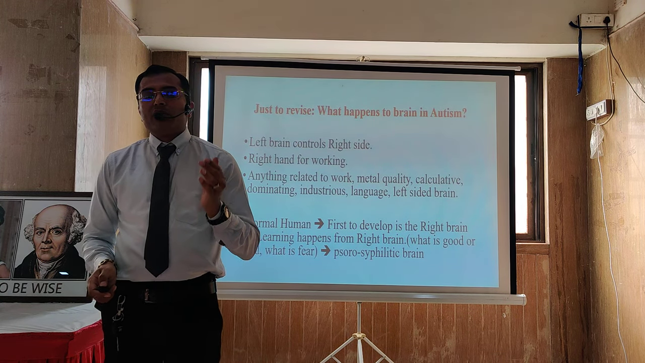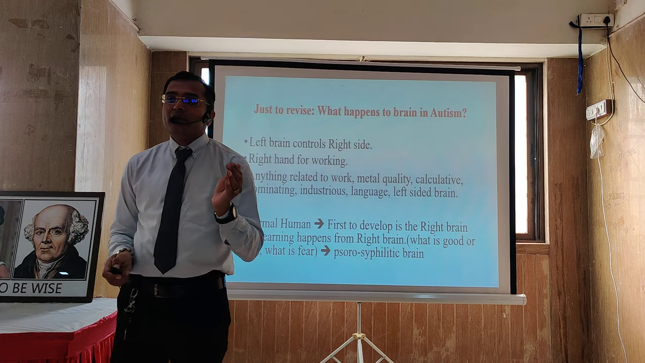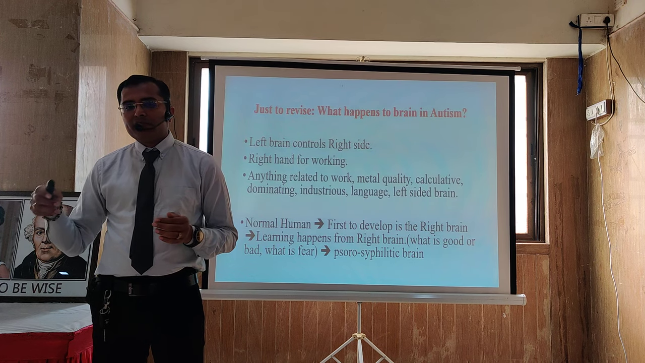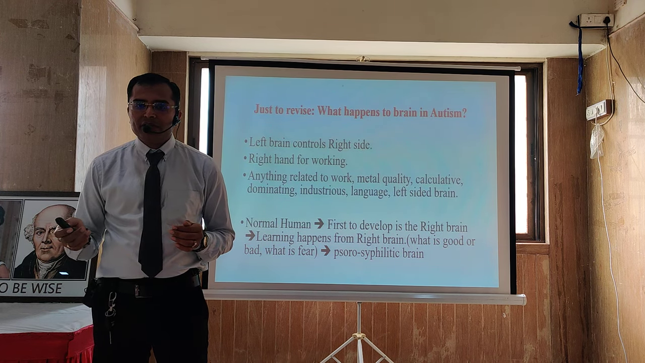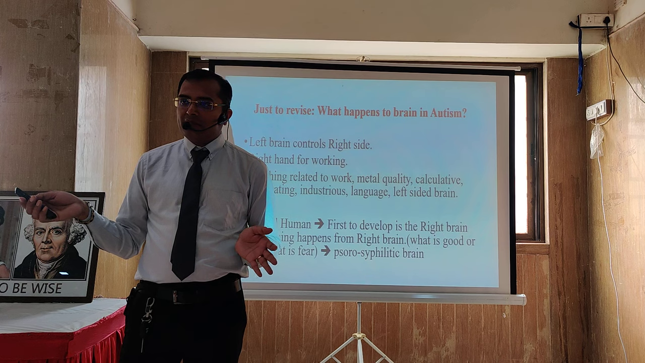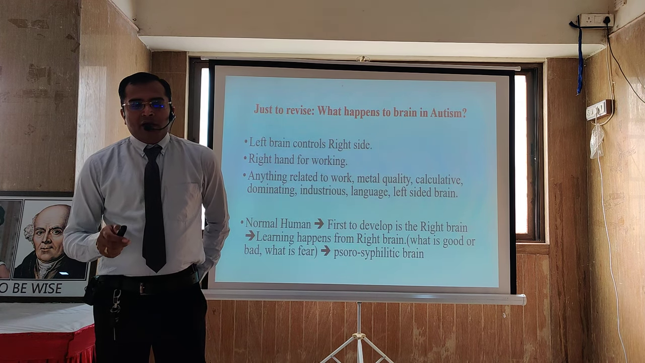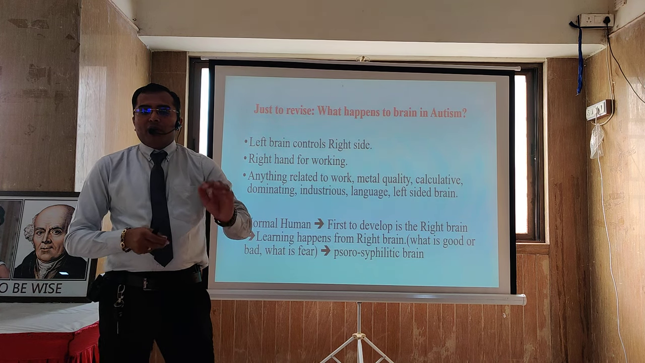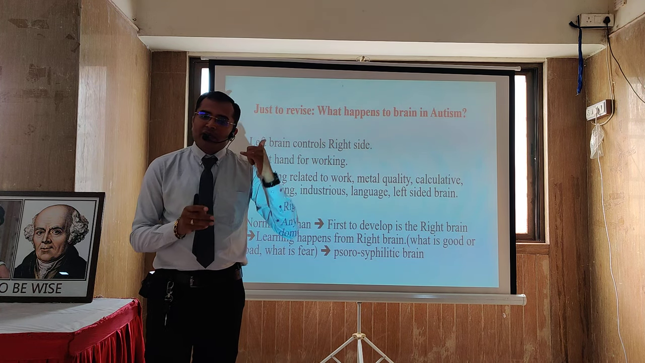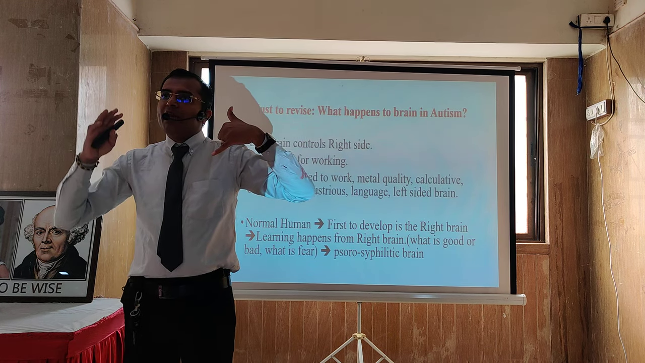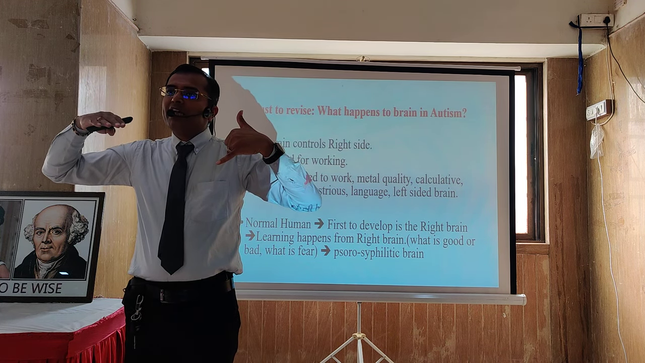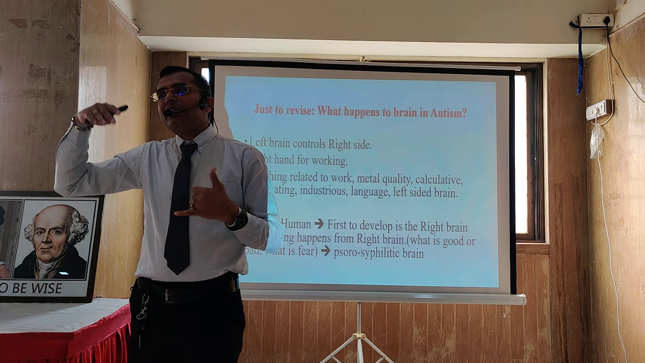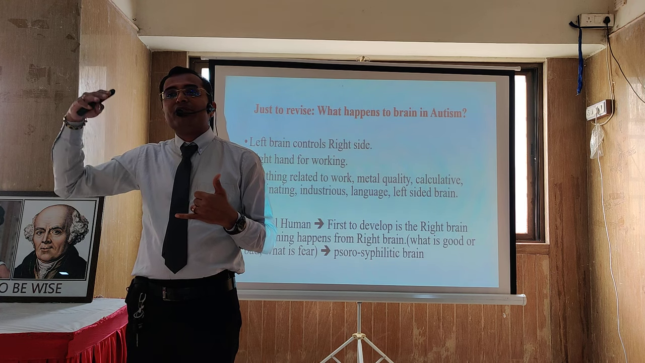Now, the left brain controls the right side. The right hand is for working, anything related to work, either mental quality, calculations, domination, industriousness, language, is left brain dominant. Okay? With the left side, it's right brain dominant. So now, in the normal human, the first development is the right brain, because the right brain is the mother brain. So it starts first with the development, and then the left brain is developed. That means the left brain is the logical one.